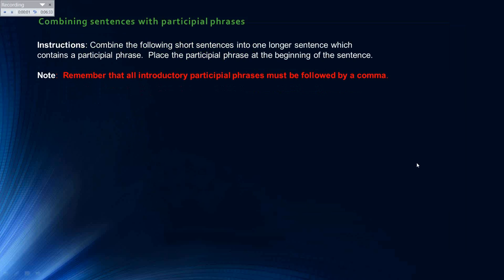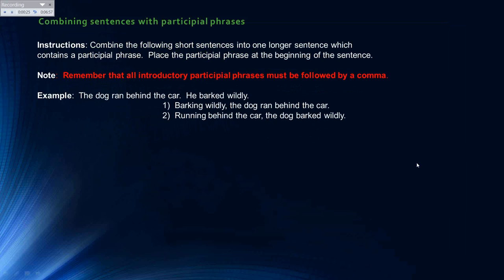Then we're going to combine sentences. Take two smaller sentences and make it into a better sentence, a more sophisticated sentence with a participial phrase. And of course, we're practicing putting those at the beginning of sentences. Remember that when you do that and you introduce your sentence with a participial phrase, you must follow it with a comma. I have two sentences here.